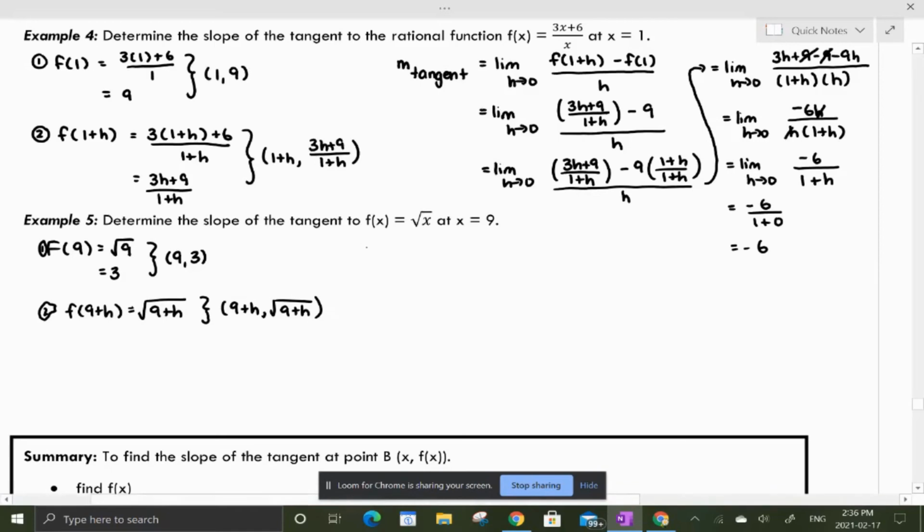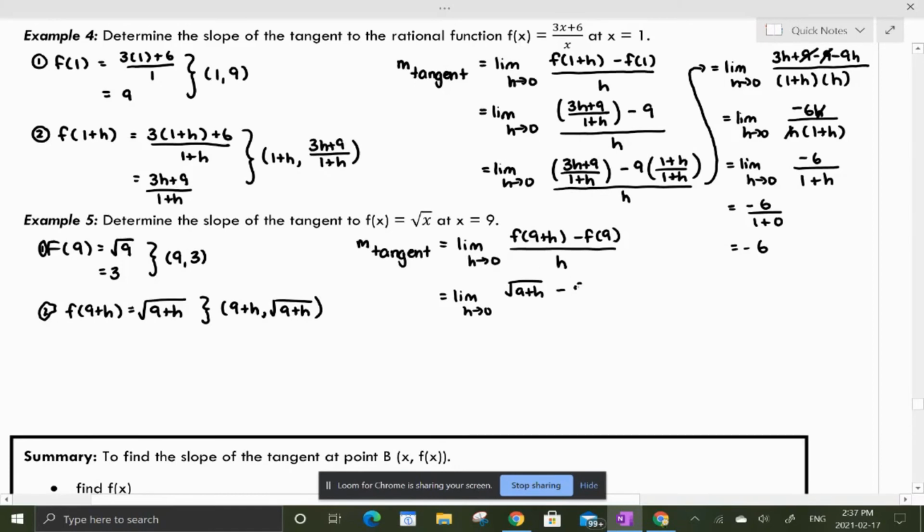So the slope of my tangent line, remember, is the limit as h approaches 0 of f of 9 plus h minus f of 9, over h. So, like I said, we did all that simplifying on the side, so we're going to use that to our advantage now. So that's going to be the square root of 9 plus h, minus 3, and then all over h.